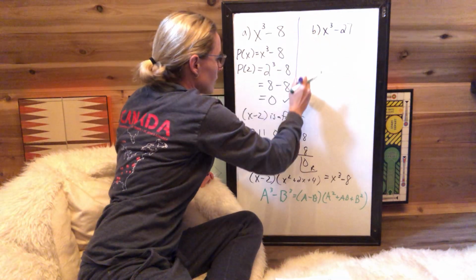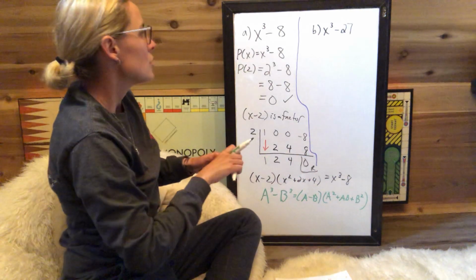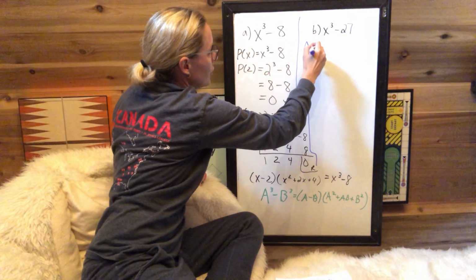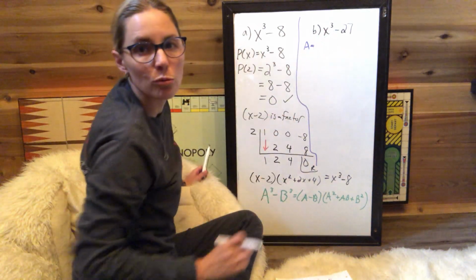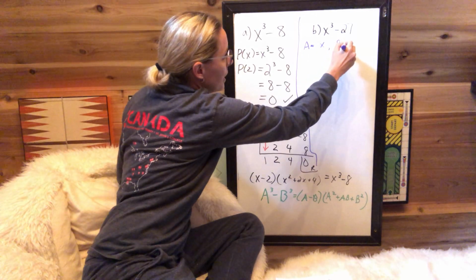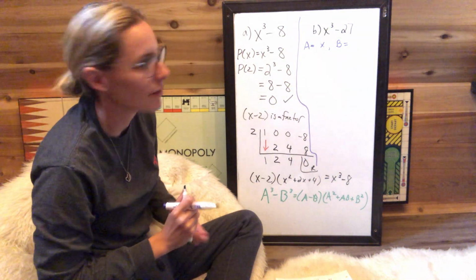So let's try it on this one. Wait, where's the C? There's no c for this. So the idea here is, in this situation here, our a value is going to be the cubed root of x cubed, so just an x. Our b value will be the cubed root of 27. What is the cubed root of 27? 3.